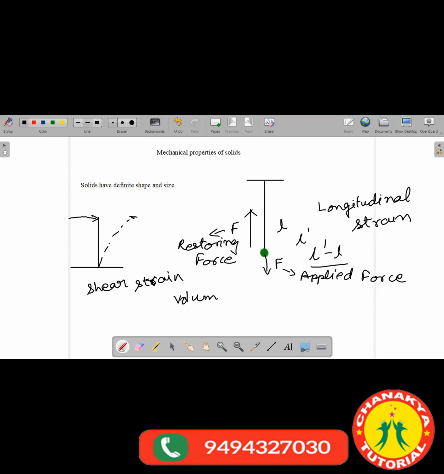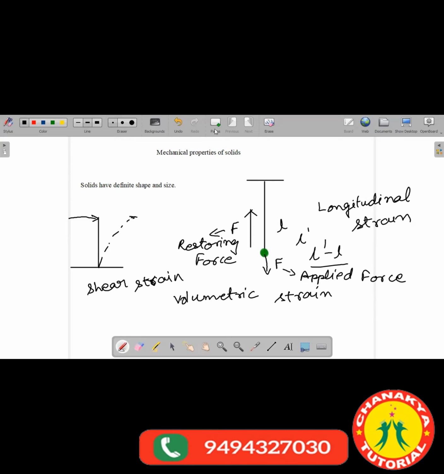Can you think of what a volumetric strain is? When there is a change in volume, we call that the volumetric strain. For example, suppose you are trying to compress a balloon. The change of volume that is produced is the volumetric strain. Here we have observed longitudinal strain, and here we have observed shearing strain. Volumetric strain is generally brought about by pressure.